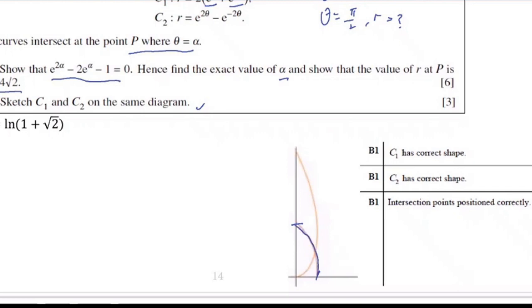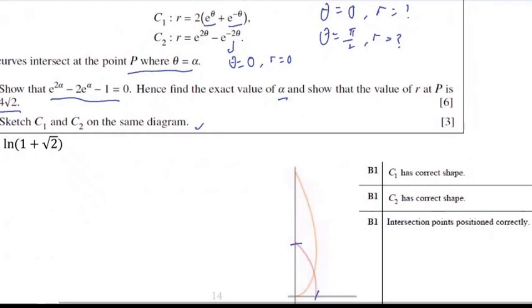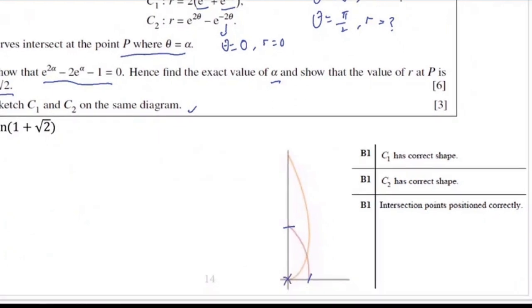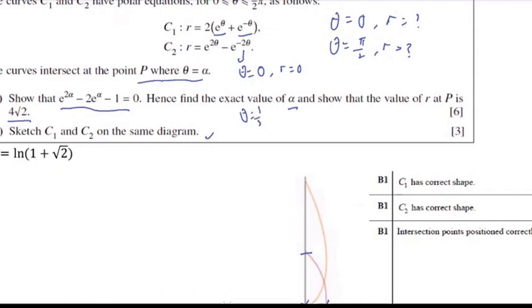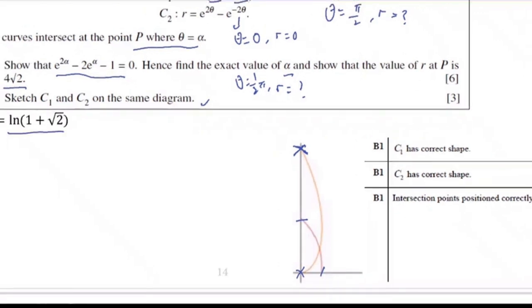After that, for C2, when theta equals 0, R is actually 0. That is why C2 starts from the origin. From here, when we sub in theta equals half pi, we can find the value of R. So we compare the R values for the two curves. Supposedly C2 should have a larger value of R than C1, so it should be further from C1. And we have also found the intersection between them, which is around ln(1 + root 2) radian. So you can show that they have the intersection here.